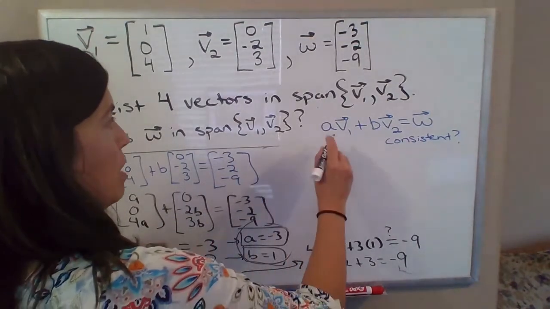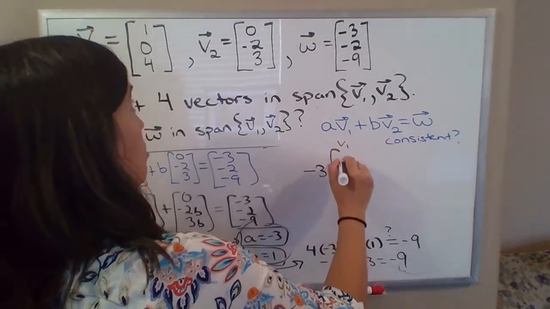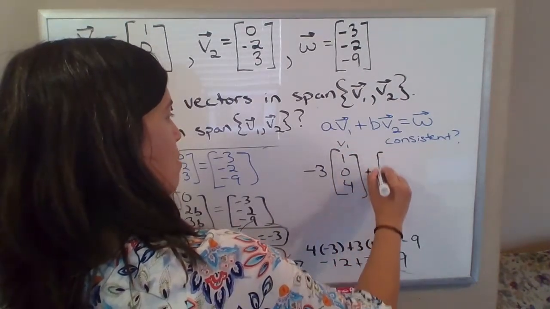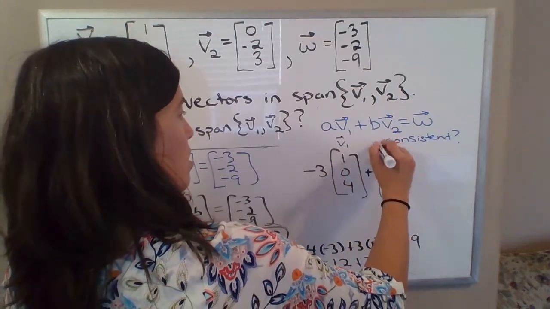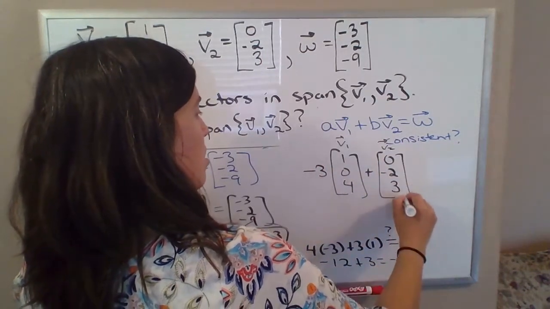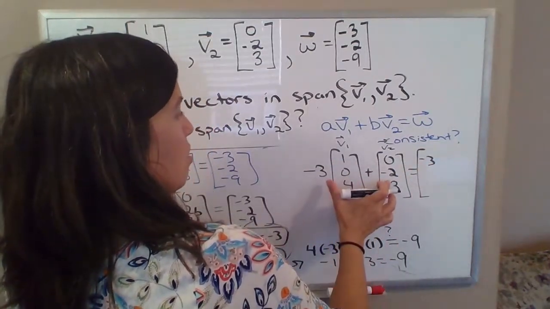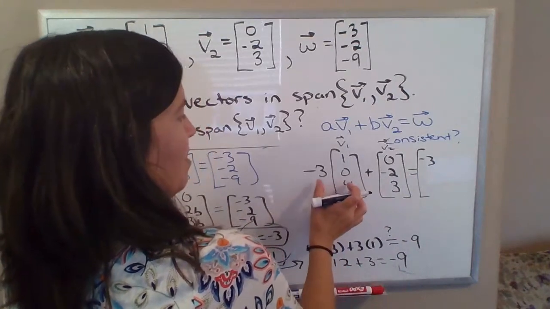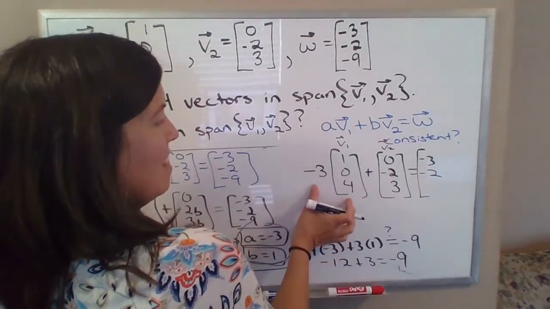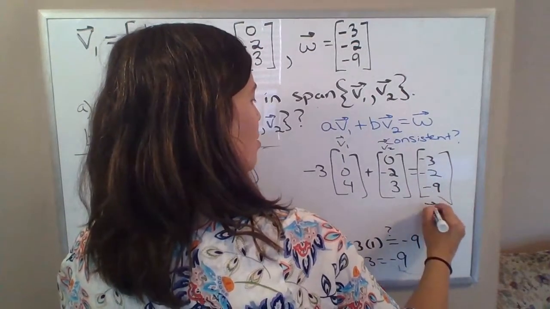And in fact, if I write it this way, let me turn this a into negative 3 times v1, which is 1, 0, 4, plus b, which is 1, times vector 2, which is 0, negative 2, 3. Notice that if we do that, you're going to get negative 3, then 0 plus negative 2, which is negative 2, and then negative 12 plus 3, that's negative 9. So we do indeed get the vector w.